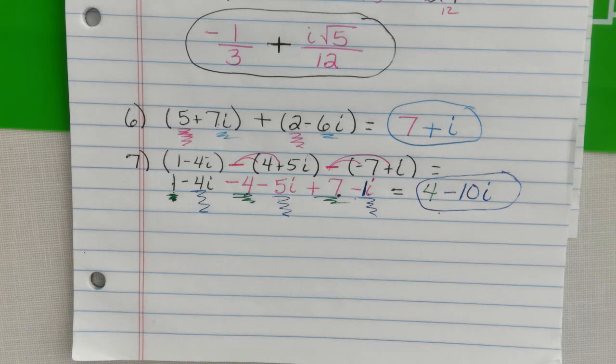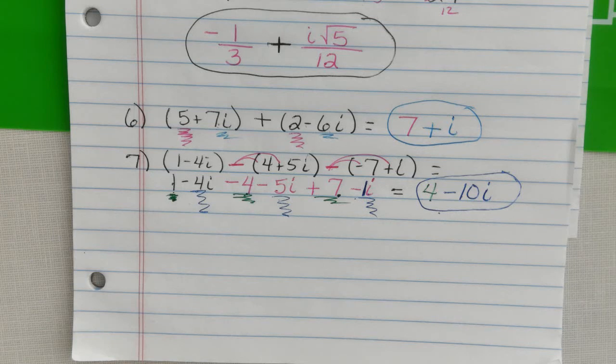Any questions? To add or subtract complex numbers, that's not really a difficult thing. To add them, you just combine the like terms. To subtract, you have to distribute the minus before you combine the like terms.